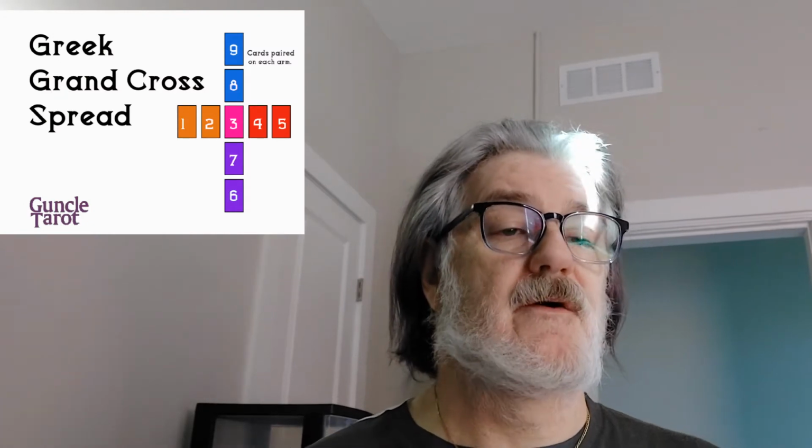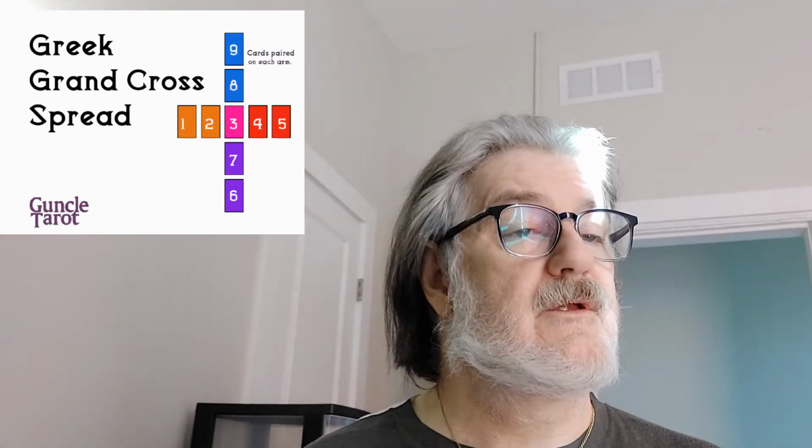Next is the New Project Grand Cross spread. In this spread, each arm's pair of cards are connected. Duplicate meanings for the first 3 pairs, and closely related for the last 2. So 1 and 2 are the foundation. 3, what you need to know. 4 and 5 are who or what supports the project, while 6 and 7 are who or what challenges the project. 8 is personal meaning and lesson learned, whereas 9 is the project outcome.